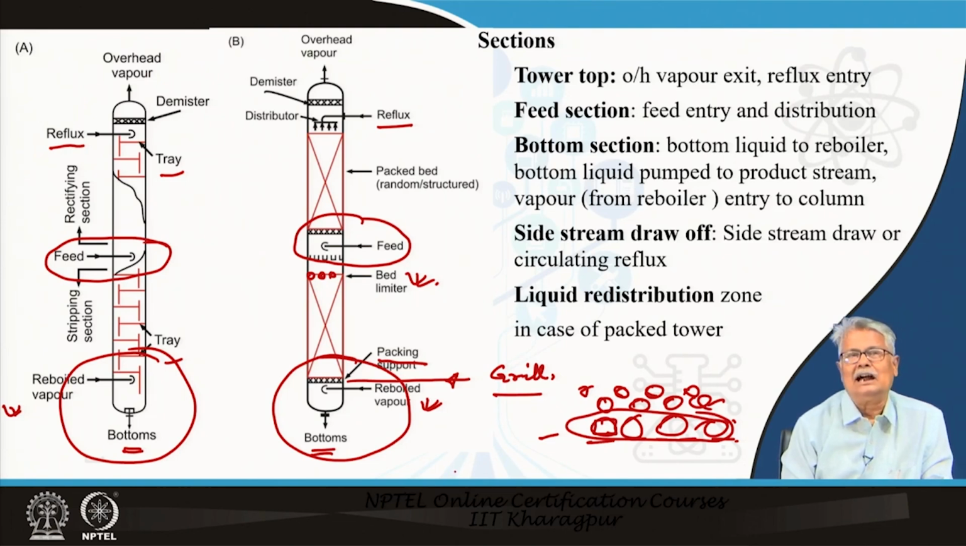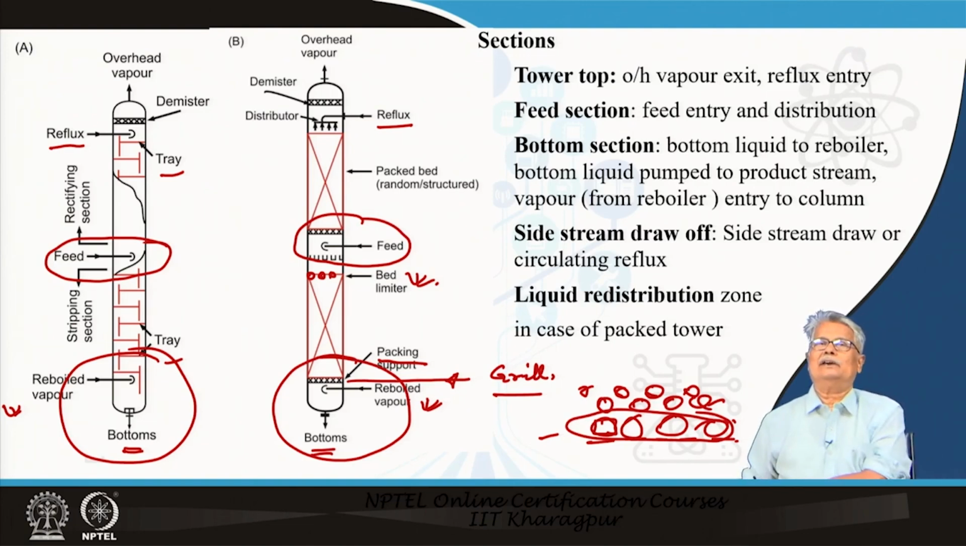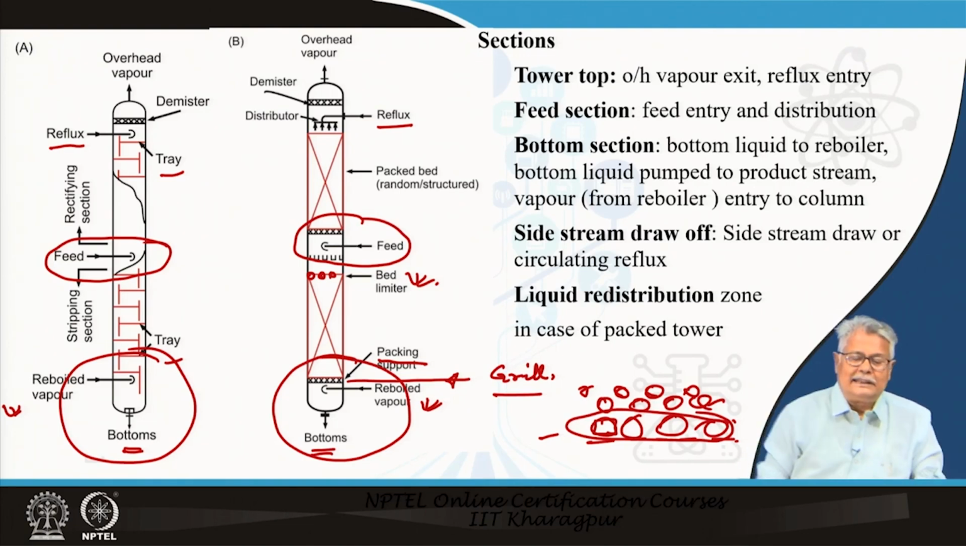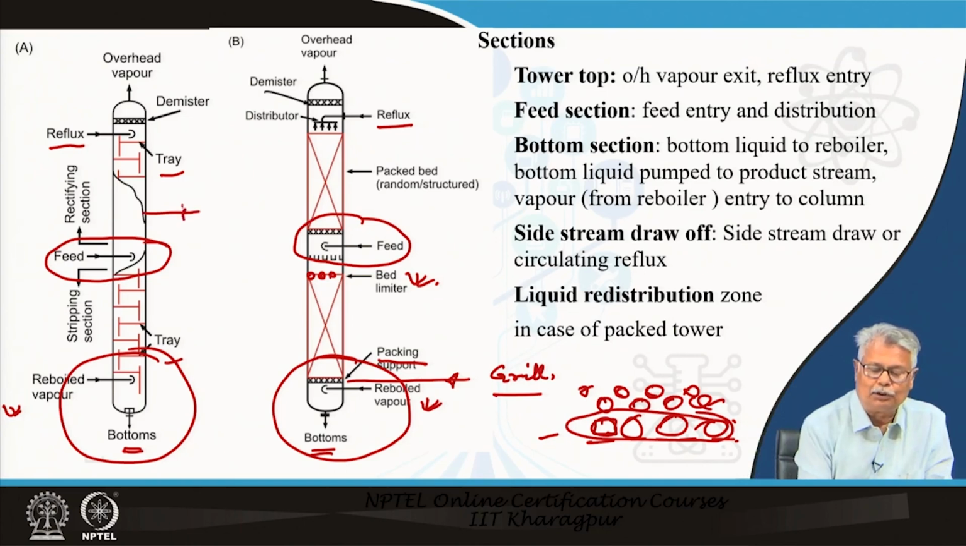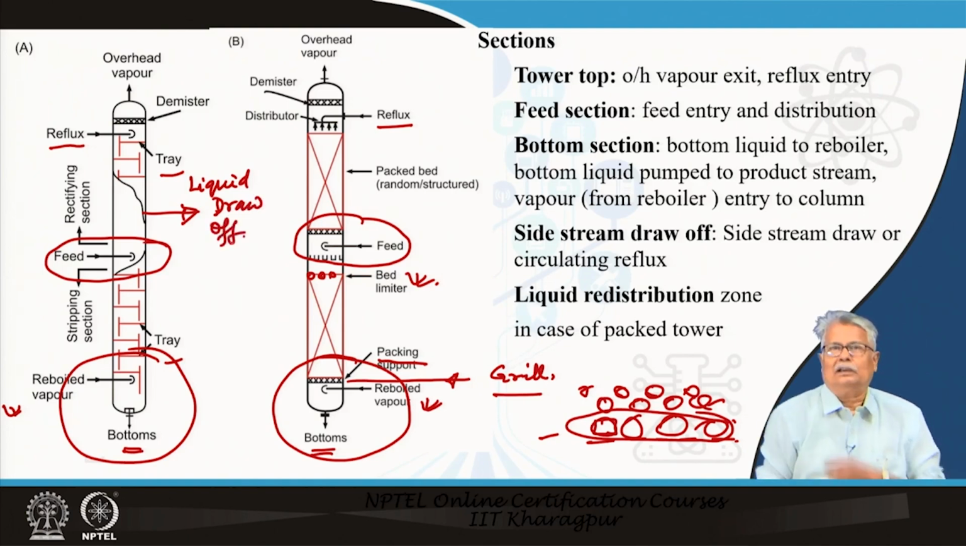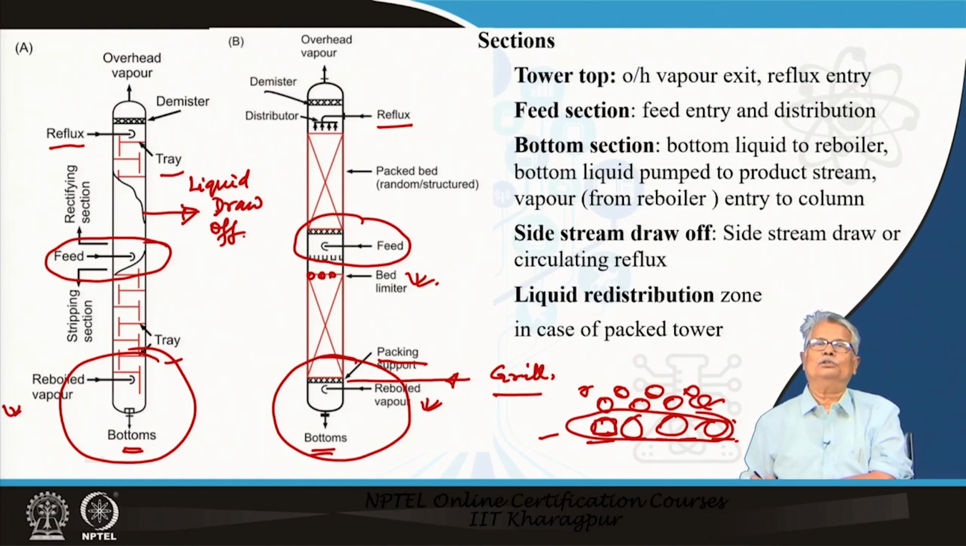Similarly, in large columns, not always very common in all applications, there may be intermediate refluxes which are also called circulating refluxes. That means you will have to have an arrangement for taking off some part of the liquid from your column. So, you will require some sort of liquid draw off arrangement. The liquid draw off arrangement could be for a side stream draw, or it could be for a circulating reflux also.